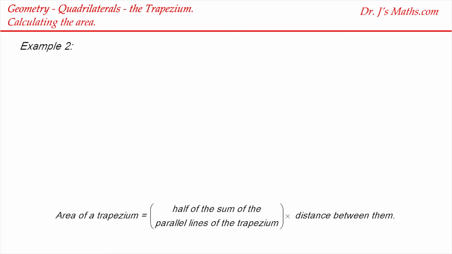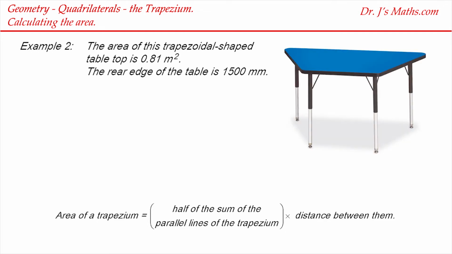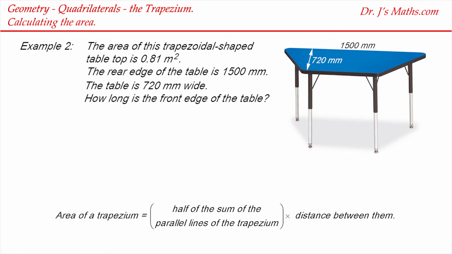Now we can do a second example. The area of this beautiful blue-topped trapezoidal shaped tabletop is 0.81 metres squared. The rear edge of the table is 1500 millimetres long. See, typical maths teacher, always mixing up the units to make it hard for us. The table is 720 millimetres wide. So, question. How long is the front edge of the table? We'll call it L for now.